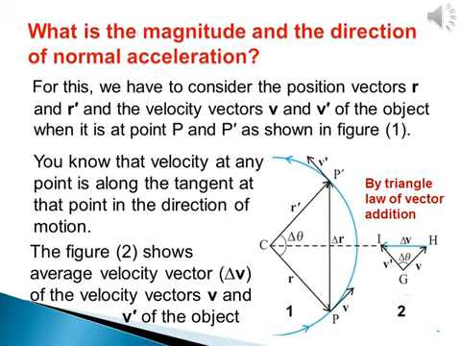For this, we have to consider the position vectors r and r dash and the velocity vectors v and v dash of the object when it is at a point P and another point P dash at two different instants of time, as shown in figure 1. You know that velocity at any point is along the tangent at that point in the direction of its motion. Figure 2 shows the average velocity vector delta v of the velocity vectors v and v dash of the same object.